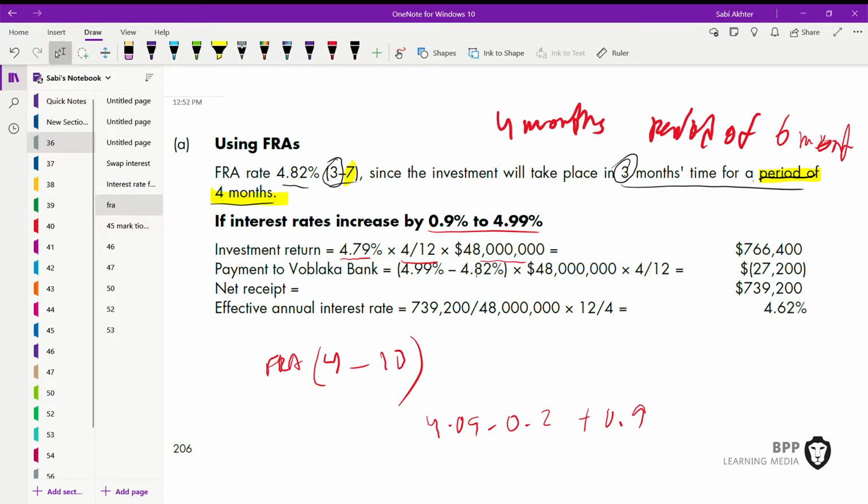Then next comes who pays to whom? Key area. FRA does not come very frequently, right? Maybe two or three times, but it is one of the simplest things. If it comes, you are very lucky.